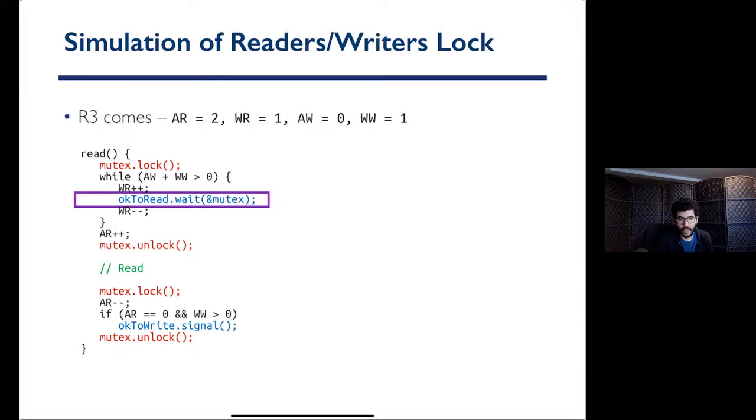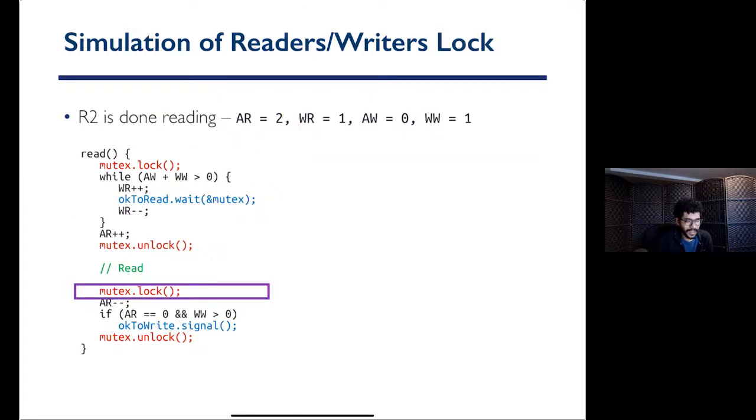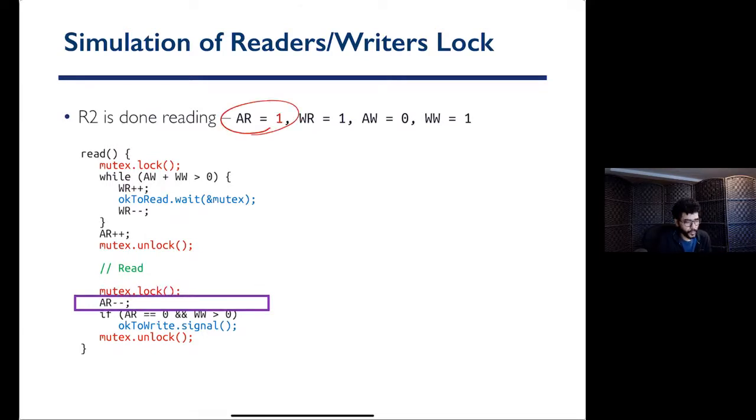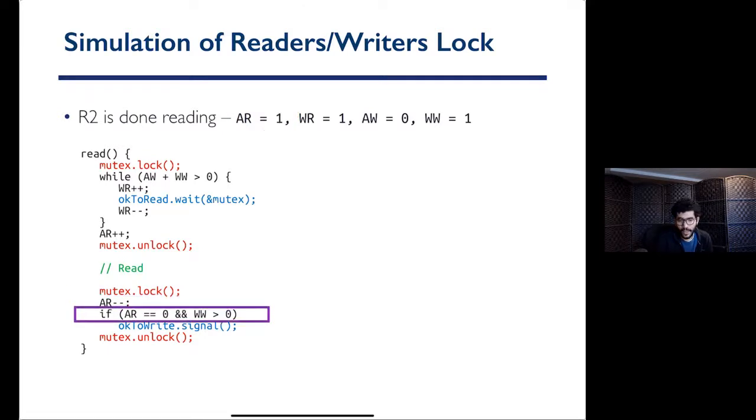It gets suspended. So R3 gets suspended. Now at this point, we will have a waiting reader, a waiting writer, and 2 active readers. Now, let's say that R2 wants to release the lock. So R2 says, I'm no longer an active reader. So active reader becomes 1. It checks there is another active reader, so it doesn't do anything.